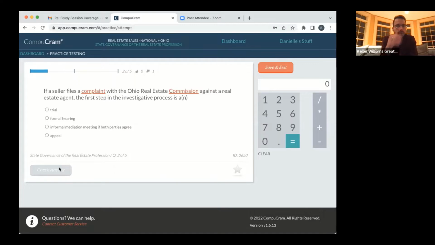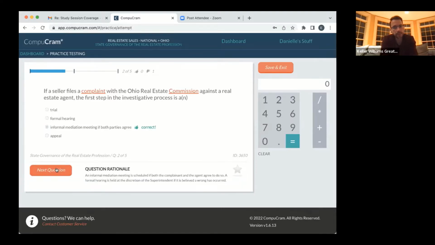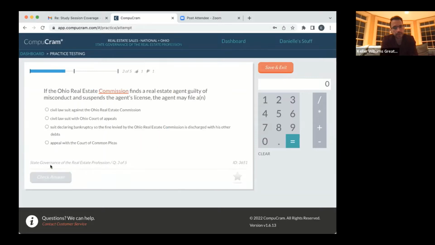There you go. Next one, if a seller files a complaint with the Ohio Real Estate Commission against a real estate agent, the first step in the investigation process is A, trial, B, formal hearing, C, informal mediation meeting, if both parties agree, or D, an appeal. C is correct. Looks like we all had that.